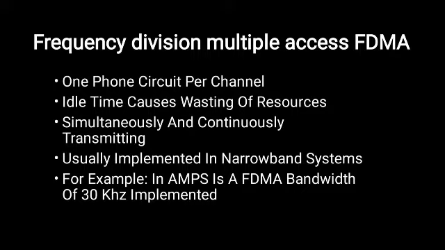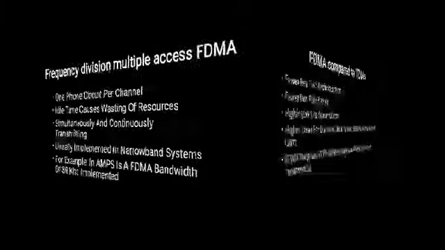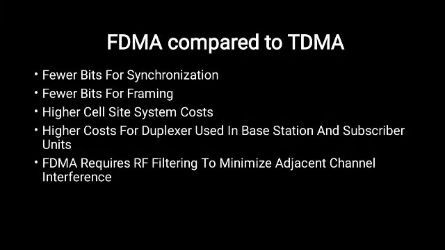Usually it is implemented in narrowband systems. An example of FDMA implementation with FDD is AMPS. In FDMA, a bandwidth of 30 kHz is implemented. FDMA compared to TDMA needs fewer bits for synchronization. Here we are not in need of concentrating much on synchronization. Fewer bits for framing, but higher cell site cost, that is the subscriber site cost is also more. FDMA requires RF filtering to minimize the adjacent channel interference also.